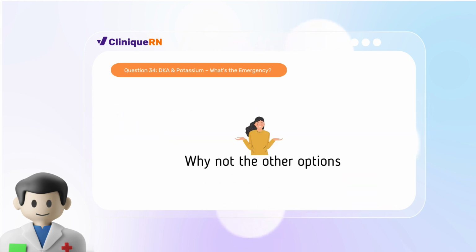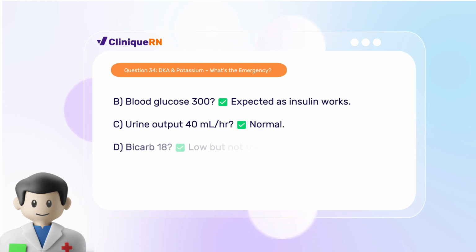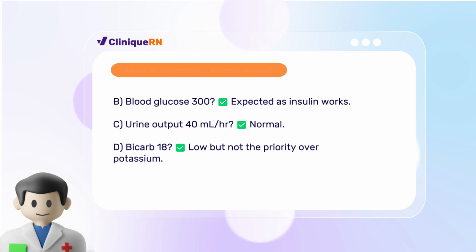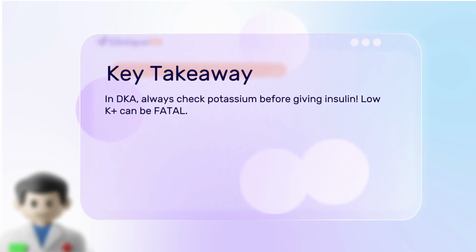Why not the other choices? B. Blood glucose 300, expected as insulin works. C. Urine output 40 millilitres per hour. Normal. D. Bicarb 18. Low, but not the priority over potassium. Key takeaway: in DKA, always check potassium before giving insulin. Low K+ can be fatal.